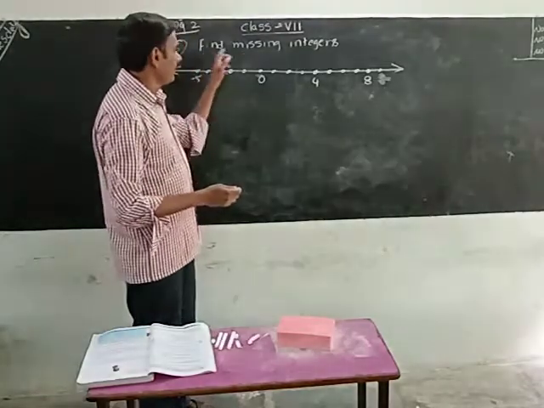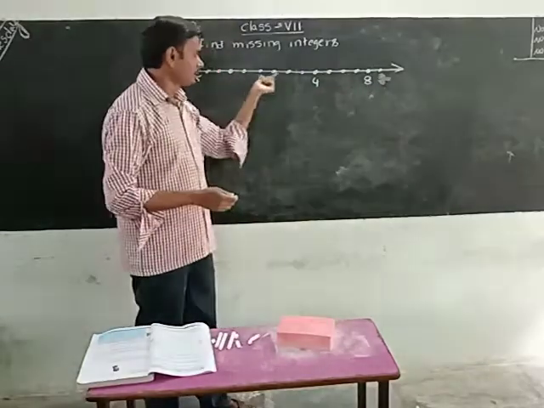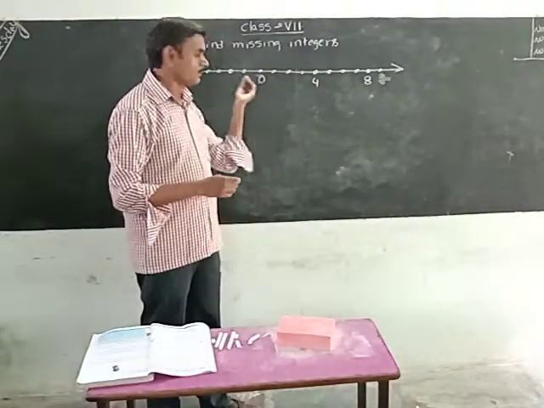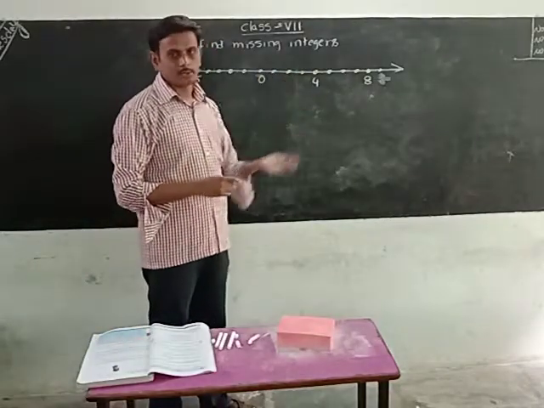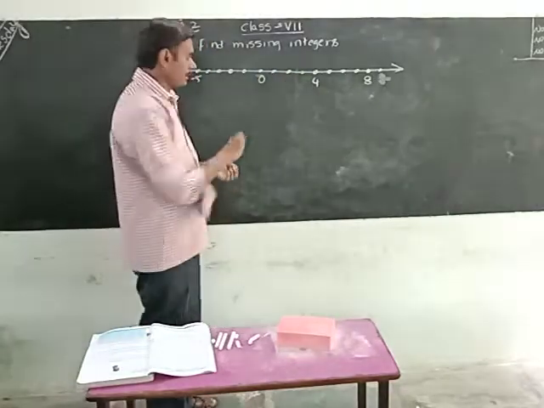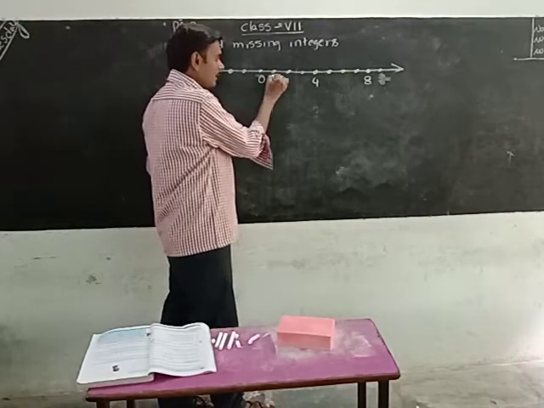Okay, find the missing integers. Here some number line is given. By giving the dots, they marked some numbers. Here 0. After 0 some dots are given but the numbers are not given. We have to write the number. Now after 0 which number will we get? +1 or -1? +1. After 1 comes 2.